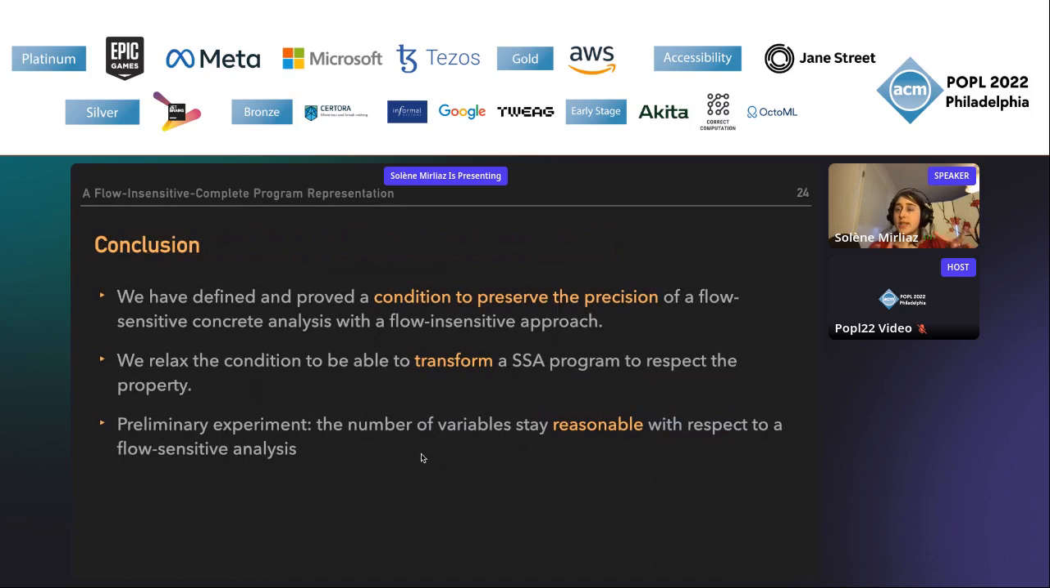So to sum up, we defined a notion of precision and a condition to have an equivalent precision between the flow-sensitive and the flow-insensitive analysis. We designed the transformation which will ensure that this property is respected by a program. And we made some preliminary experiments to check that it was feasible to do a flow-insensitive analysis with this FIC form. And we see that the preliminary results are quite encouraging. Now further works include to test it on a real analysis to see the performances.